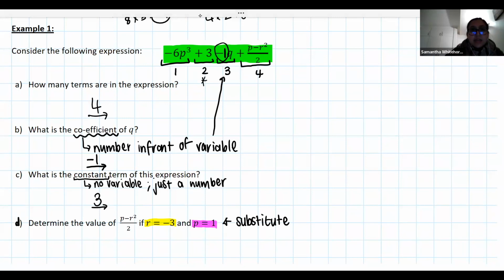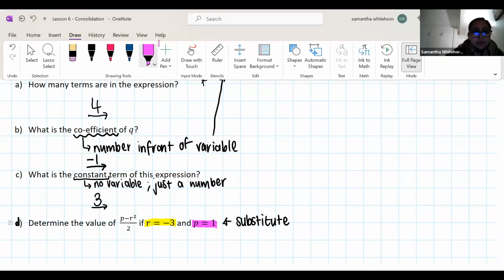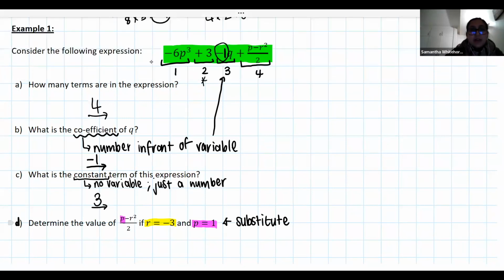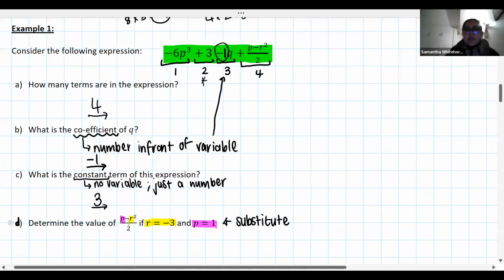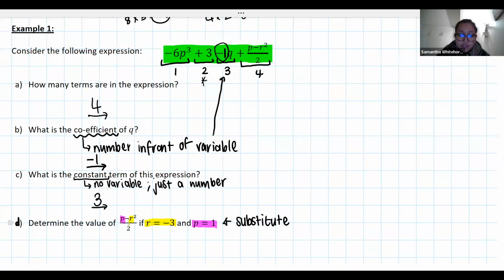So I want to take this value for p and replace p with its value. And I want to take the value r and replace r with that value. So I want you to try. We're using substitution. Give it a try. Let's see what you come up with. Remember to apply BODMAS, guys. You need to apply your order of operations here.